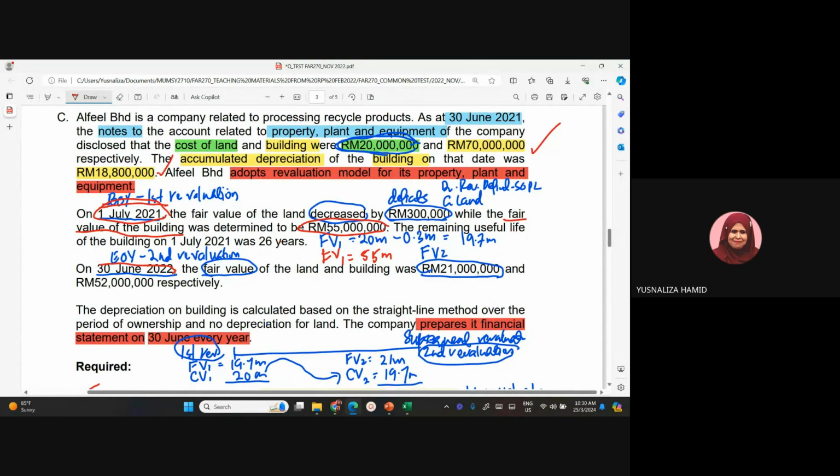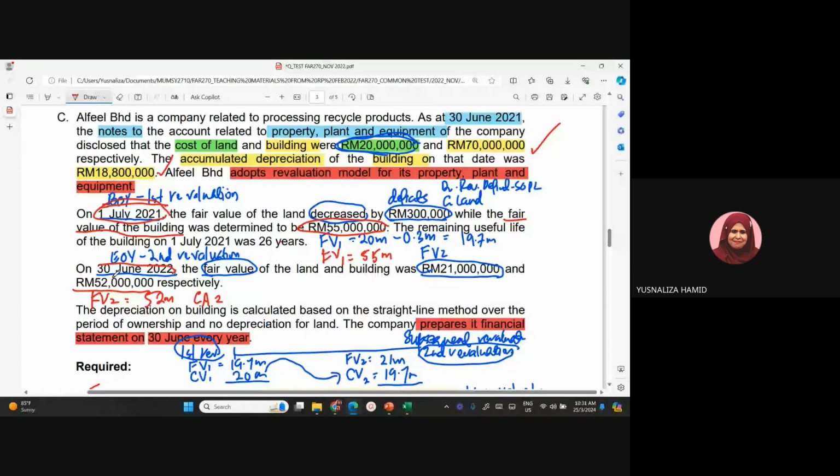For the building, there is a revaluation where the fair value of the building, this is fair value 2, fair value 2 here for the building is 52 million. And you need to go and find out what is the carrying amount or carrying value 2. Remember, we need to find that by looking at what is the revalued amount before that, and then find out what is the accumulated depreciation.